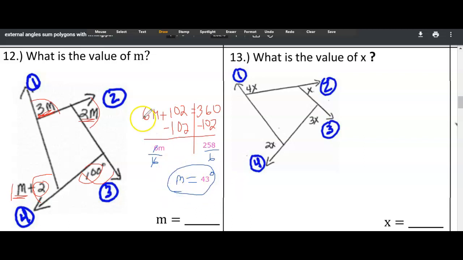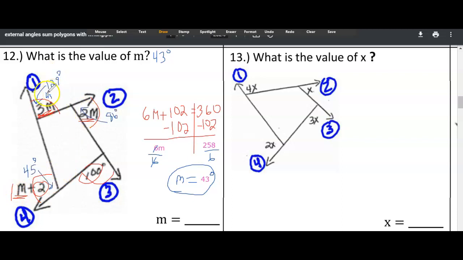That's not your answer. Oh, it is. I wanted to find the value of M, so M is 43 degrees. But now sometimes they're going to ask you for all of the measures. So let's go ahead and find that. So this is 3 times M, so 3 times 43. What is 3 times 43? And then this one's 2 times 43. And this one's 43 plus 2. Go ahead and find these three angle measures.